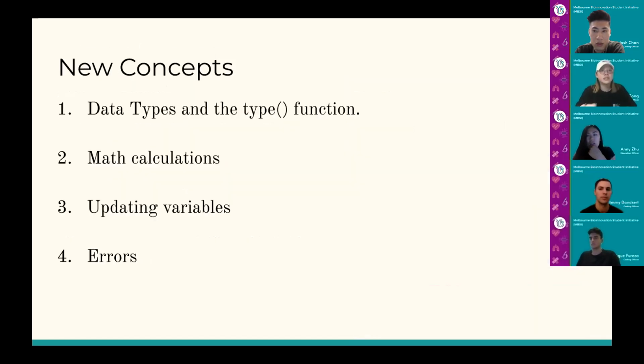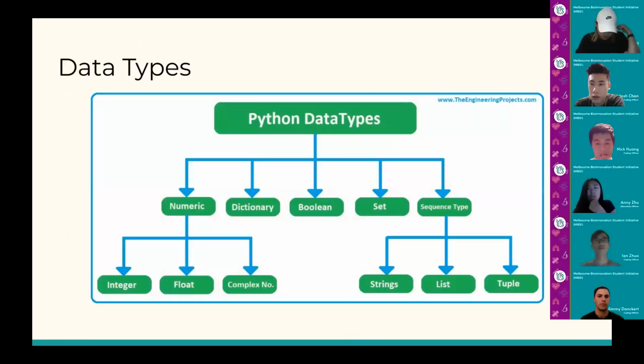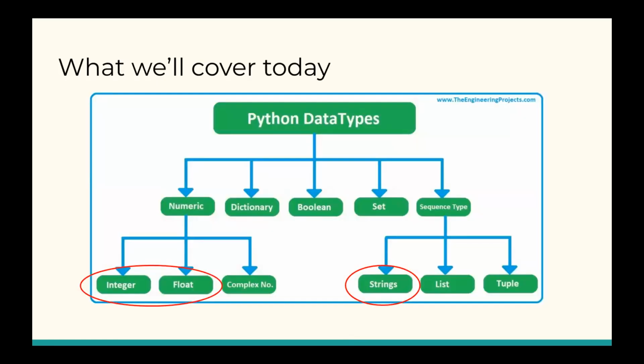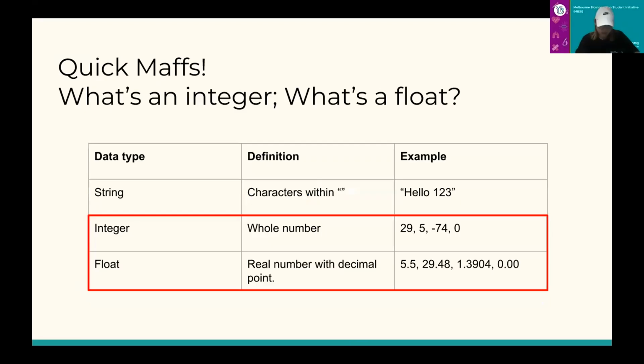Today's concepts will be data types and the type function, and math calculations. Third, updating variables, and fourth, errors. There are several different data types in Python. What we'll cover today are float and integer, which are under the numeric type, and also strings. I think most of you know what an integer is. It's a whole number, the same as you learned in math class. However, the float will be the new numeric type. They represent real numbers and are written with a decimal point dividing the integer and fractional parts.